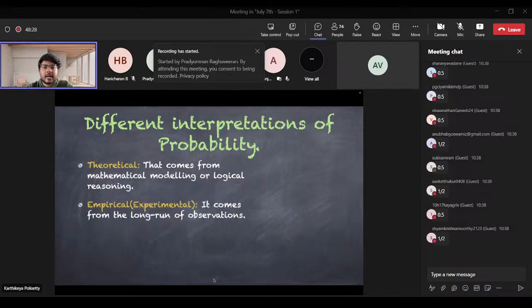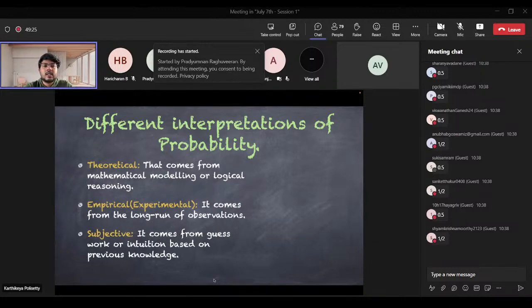And the empirical or experimental interpretation of probability comes from a long run of observation. What is the difference between theoretical and empirical? Theoretical is something we determine theoretically. Like there are two choices, we can get one, so it is 1 upon 2. Empirical, we don't look at it by taking one trial or two trials. We perform the experiment a large number of times. We toss the coin 1,000 times or 10,000 times and see how many times head occurred. So the empirical or experimental probability is given by the number of occurrences of head upon total tosses.